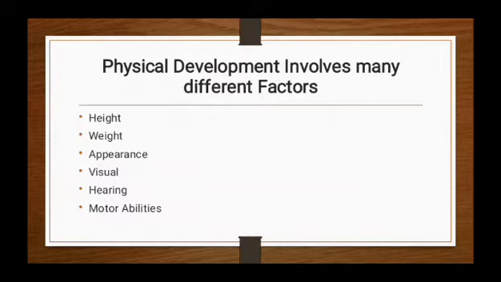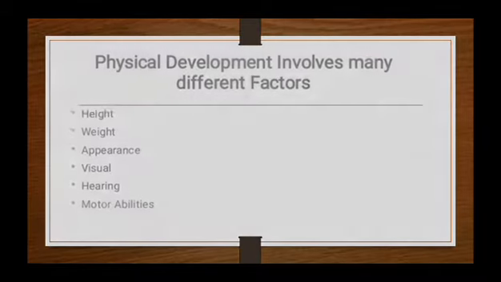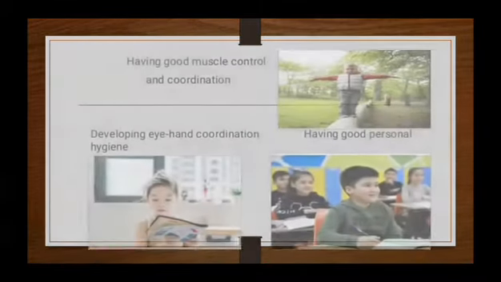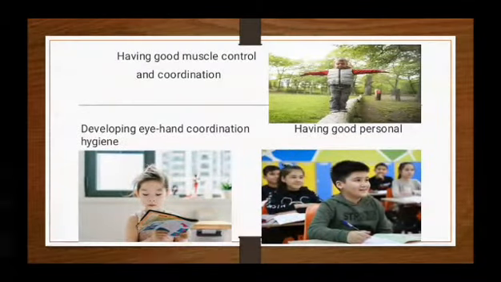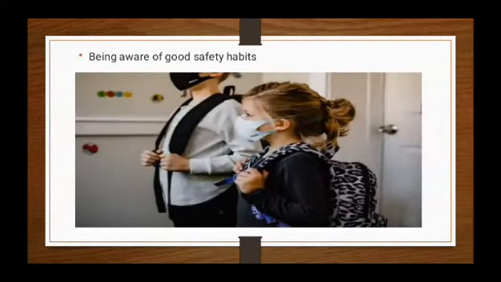Physical growth during primary school years is slow but steady. During this stage, physical development involves having good control and coordination, developing eye-hand coordination, having good personal hygiene, and being aware of good safety habits. In this developmental stage, children will have started their elementary grades, specifically their primary years, grades 1 to 3.